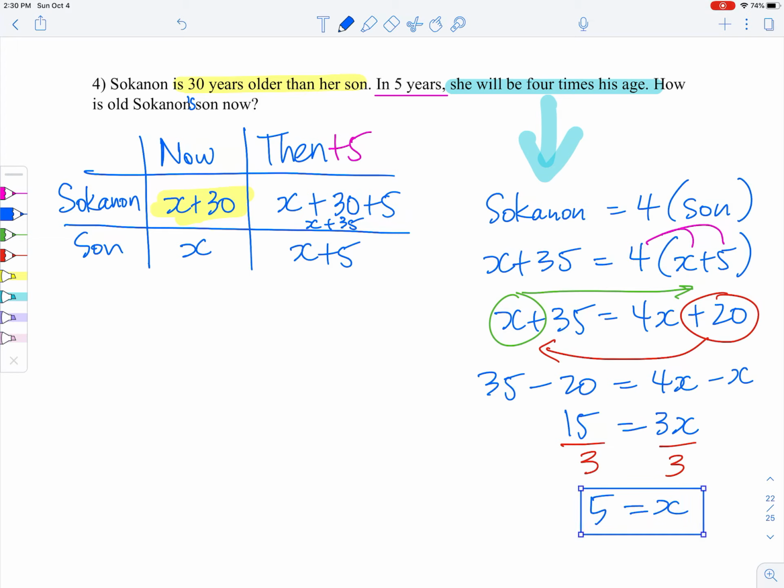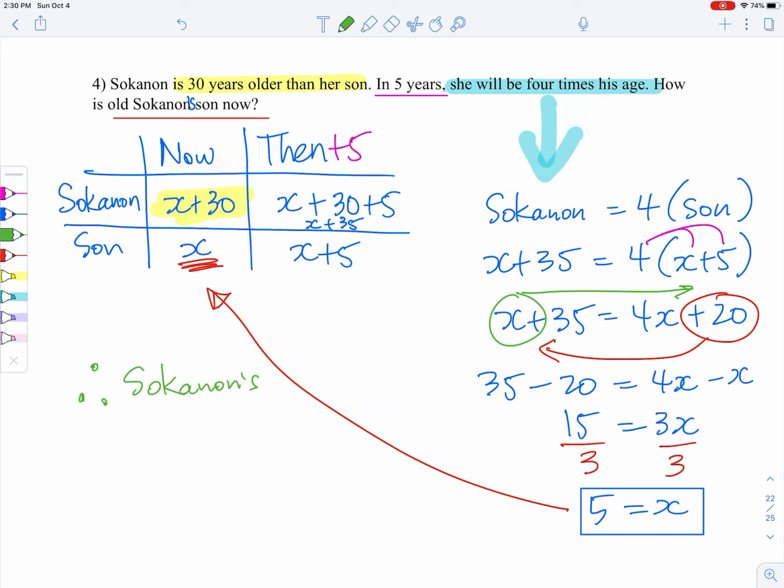And let's see what they asked. They asked us to find how old is Sokanon's son now, and that happens to be what x is, which happens to be what we just solved for. So therefore, Sokanon's son is 5 years old. And putting in years old is important. That's like our units in the question, because it could be 5 days old, 5 months old. But because the question was years, we have to include years.